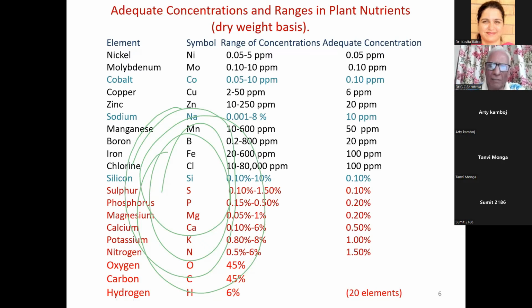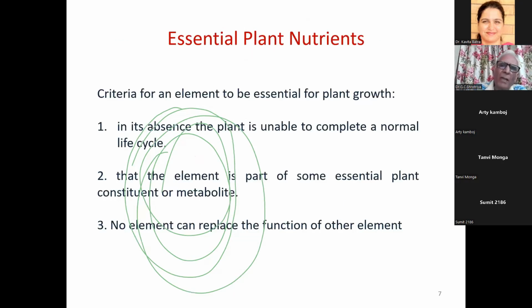Why are these nutrients called essential? All these nutrients are essential. Every nutrient is very important for plant food and plant growth. So why is it essential? Next slide, we will see that. An essential plant nutrient means that in its absence, the plant is unable to complete a normal life cycle. So the plant will not have a normal life cycle if any of these nutrients is missing.